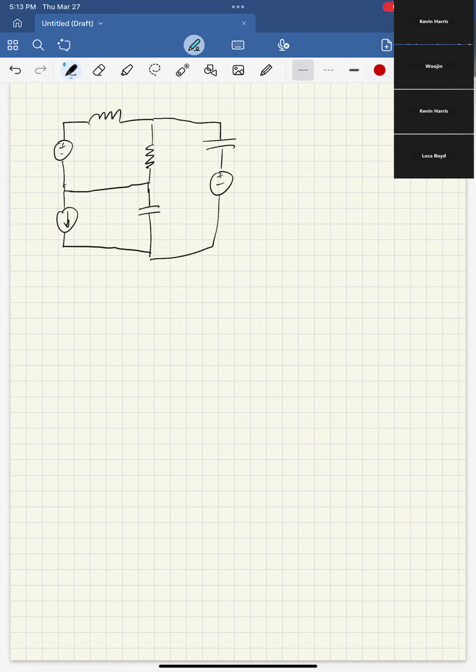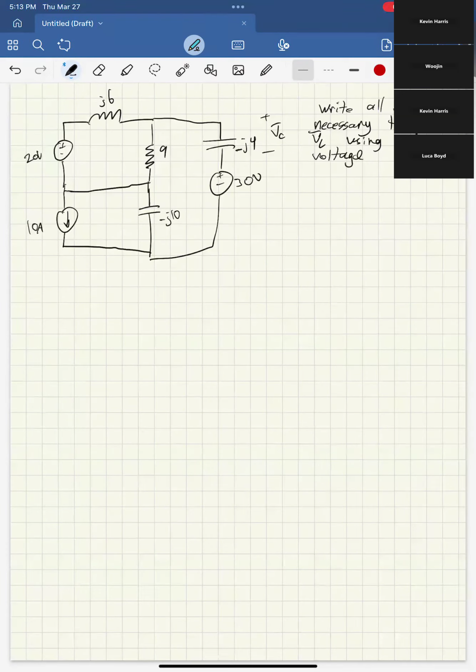Okay, yeah. And then we get minus j10, j, minus j4, 9, j6, 20 volts, 10 amps, and 30 volts. Okay. And it's asking us, this is VC bar, and it says, write all equations necessary to find VC bar using node voltage.